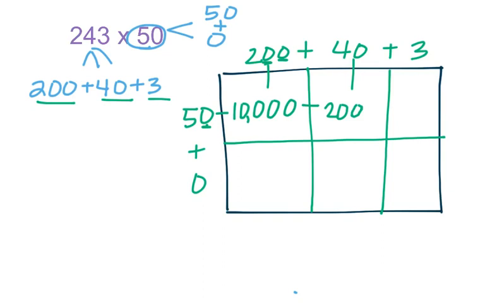And then 200 times another 10 is 2,000. So 50 times 40 is 2,000. Okay, then in my last box up top, I've got 50 times 3. 5 times 3 is 15. Times 10 is 150. Now my bottom section is pretty easy because everything is times 0.